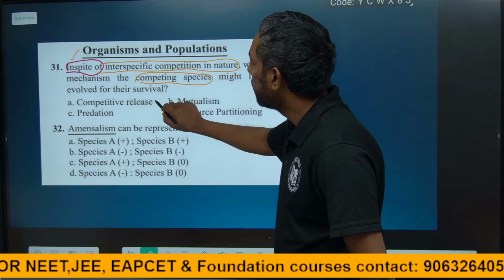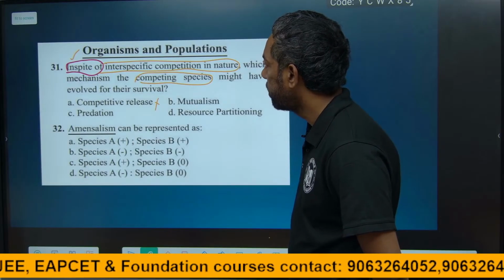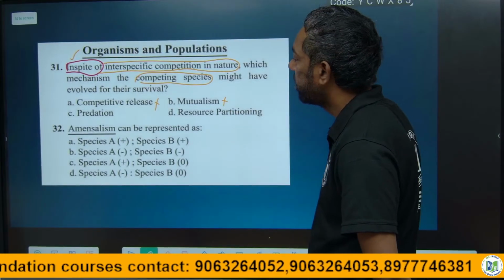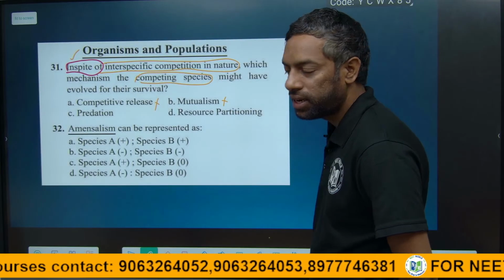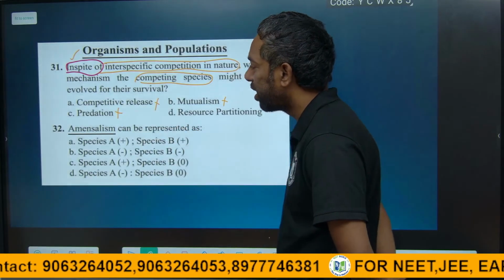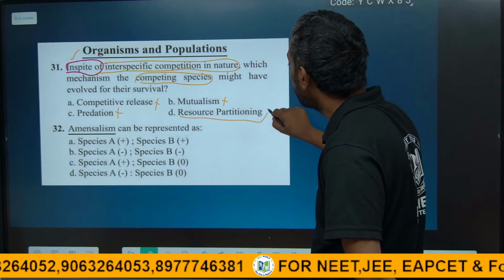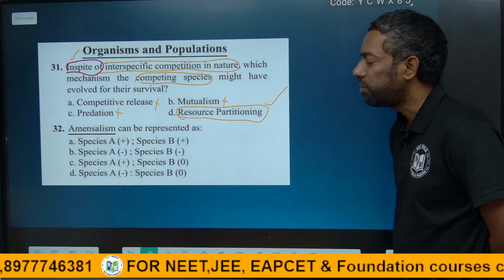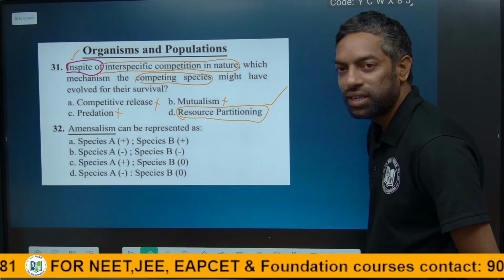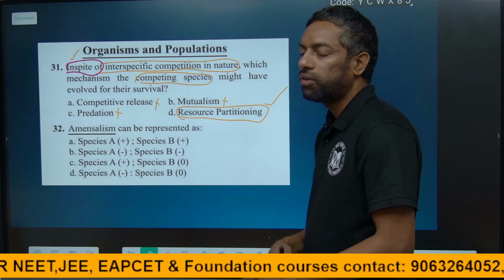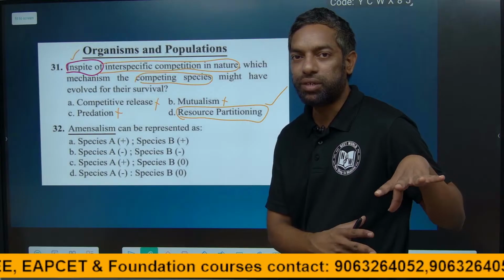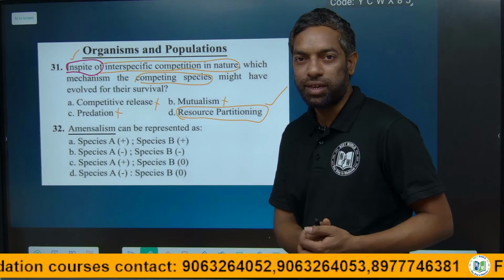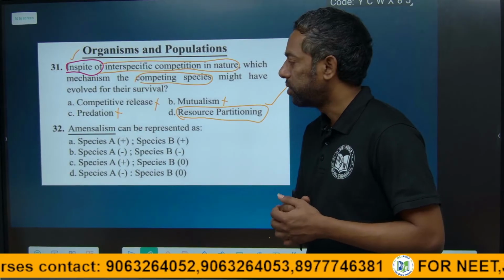Competitive release, this is interspecific competition. Of course, that is not exact. They did ask "in spite of." Mutualism also, that is interspecific interaction only. Mutualism, parasitism, predation also. The resource partitioning, this is the answer. It is not about competition, but resource partitioning, where they can go to some other area, other resources. They can partition from the same resources into other resources. They can survive easily. That is not competition, guys. Okay, this is the answer.